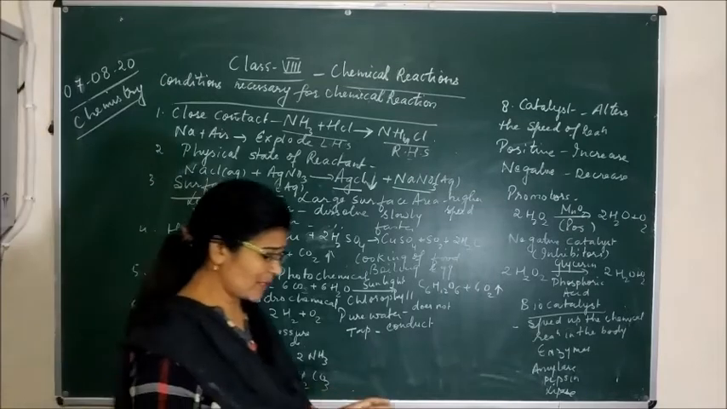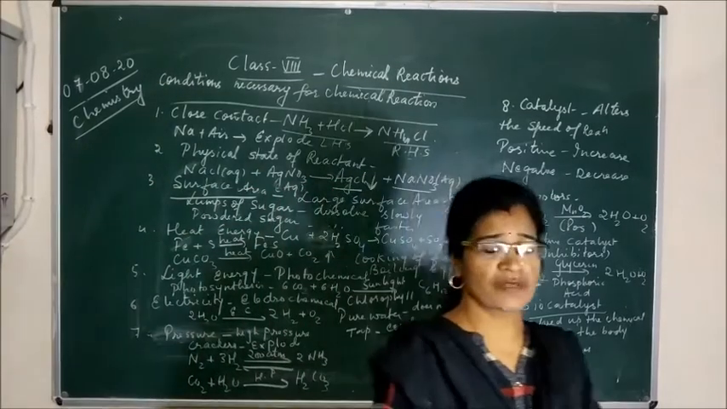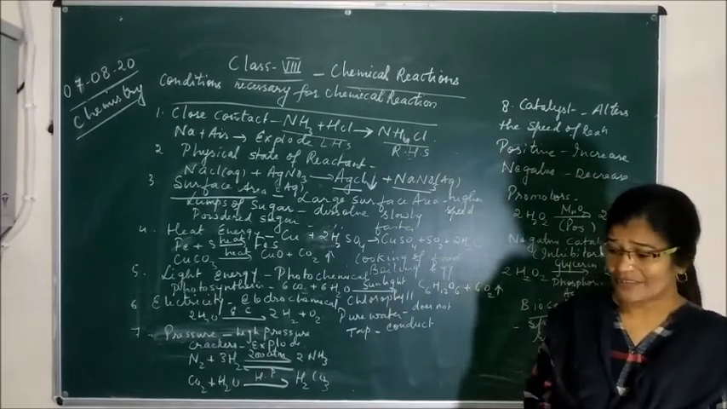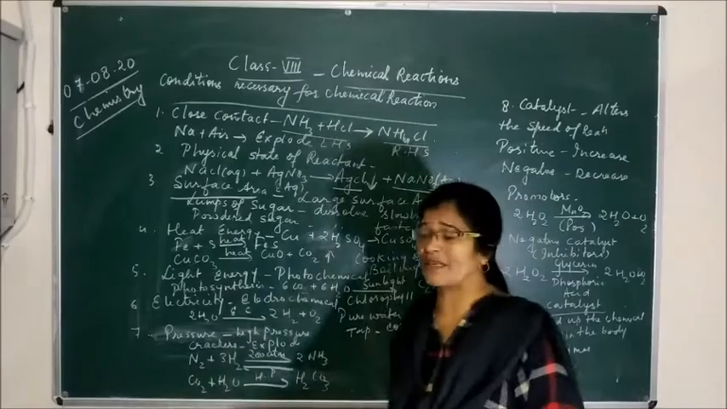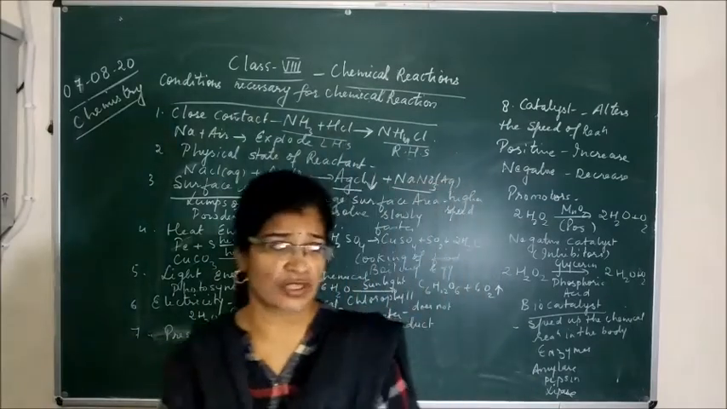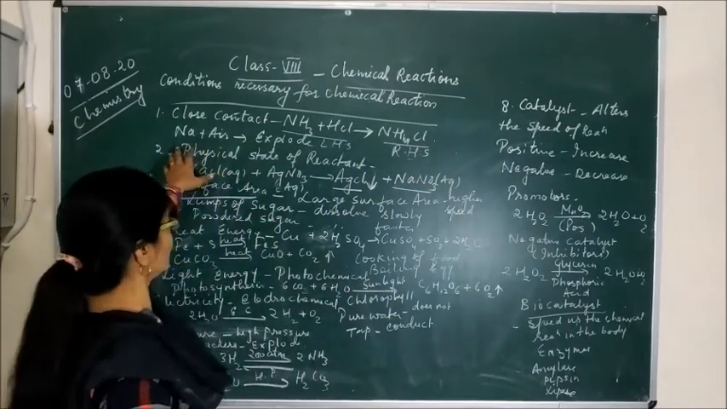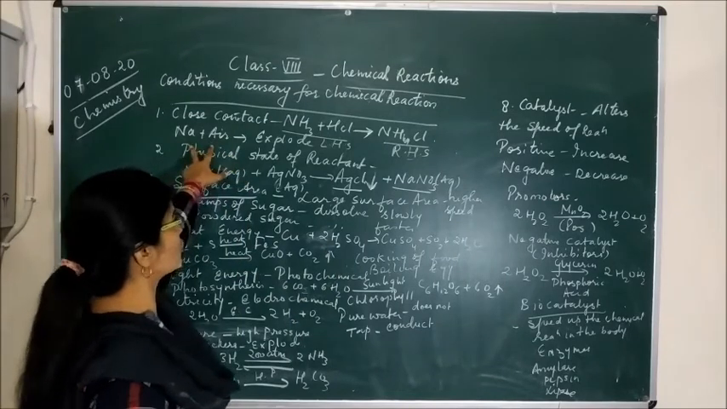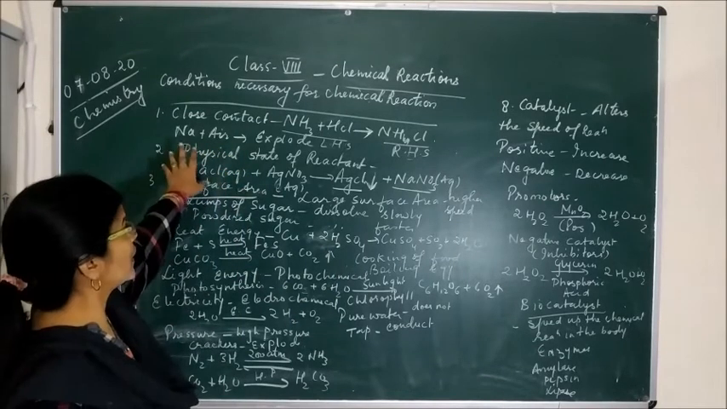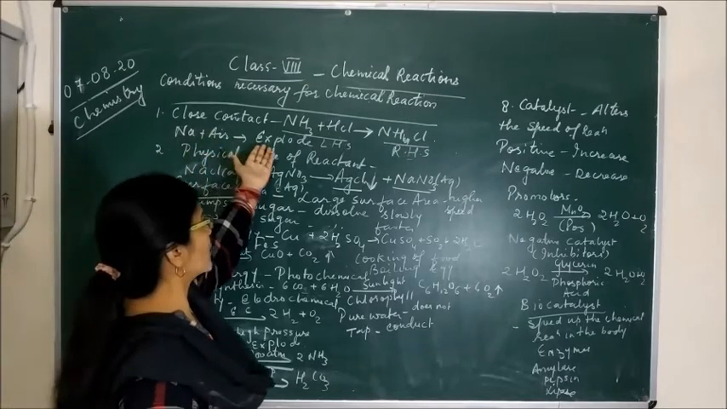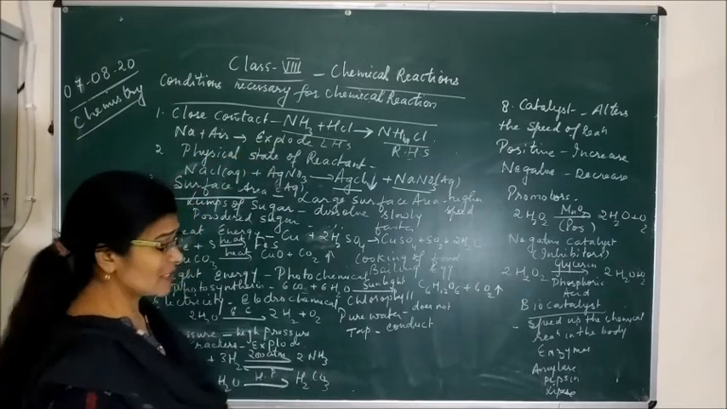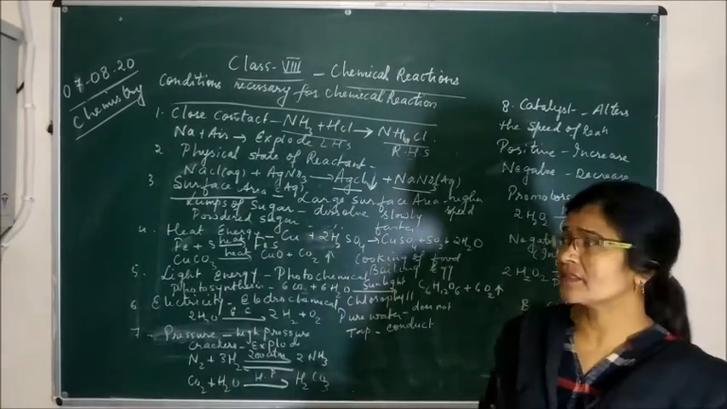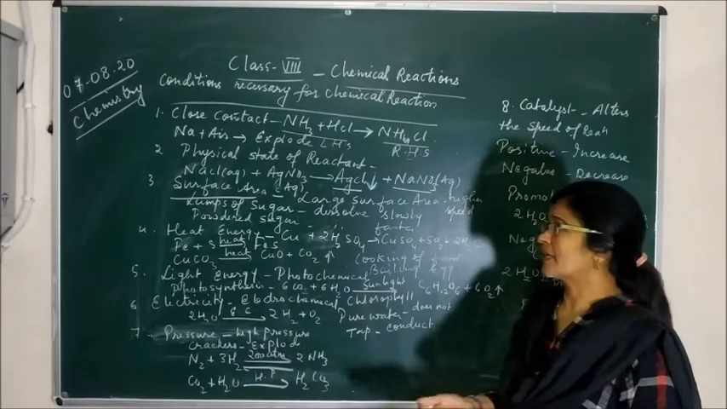Another example I am giving you, you all know about sodium. Sodium is a metal. When it comes in close contact with the air, it explodes. That's why sodium is a very reactive metal, and that's why it is kept in the kerosene. Here also the sodium is coming in contact with the air, and when it comes in contact, it explodes. So this is also an example of close contact, how the elements are coming in close contact with any compound or element.